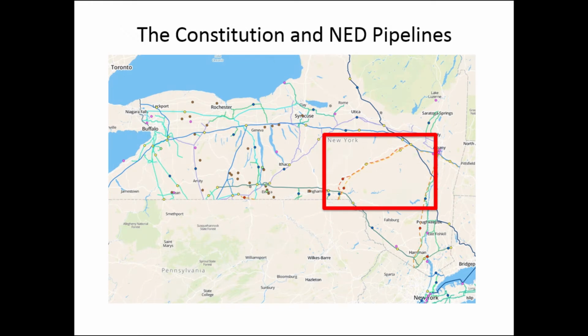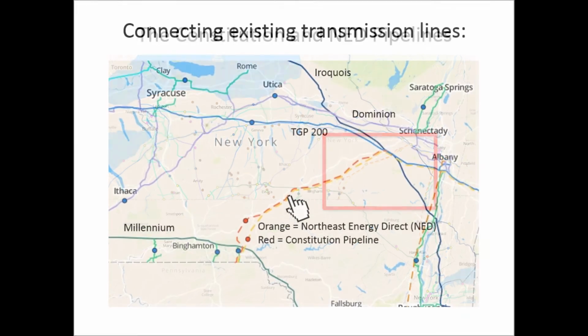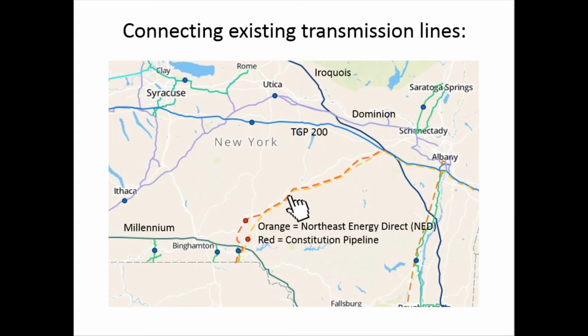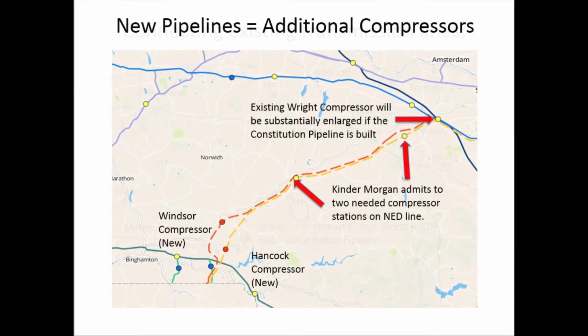So we're looking here at the Constitution and the NED pipelines, just as an example. You can see we color-coded them, so you can see they're actually right smack next to each other. As we're building all these new pipelines, what needs to come are new compressor stations.